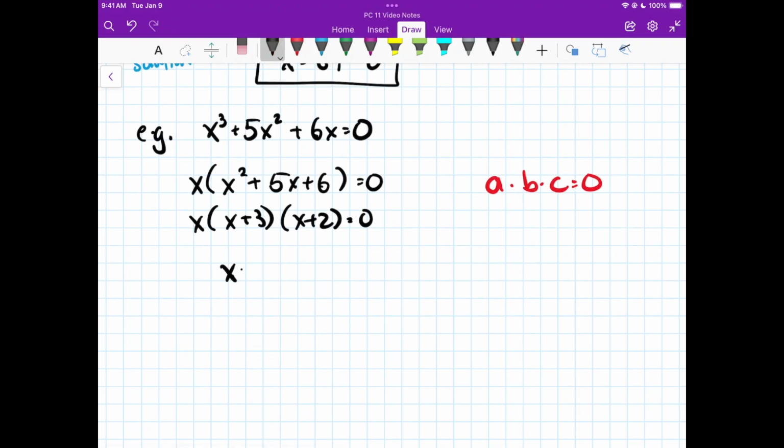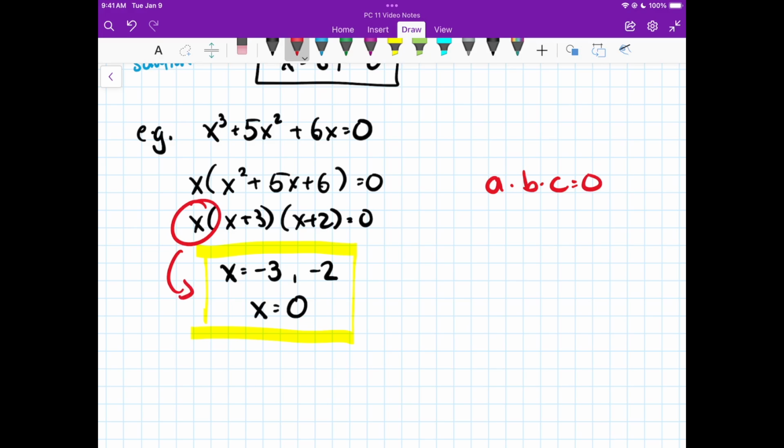So our solutions, we've got x could be negative 3, right, from the x plus 3. x could be negative 2 from the x plus 2. But then we also have, from this right here, it's just an x. So if you ever have an x that's by itself, it's actually just going to give you a solution of 0. Because if you put a 0 in the front there, that is going to be 0 times some other stuff. So there we go. We've got 3 solutions here.